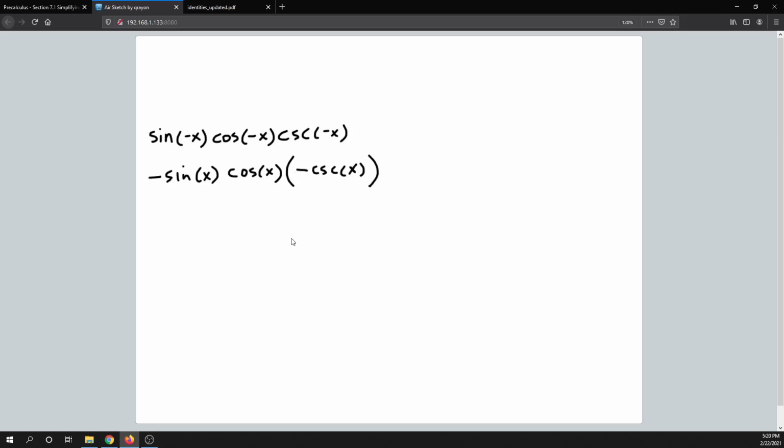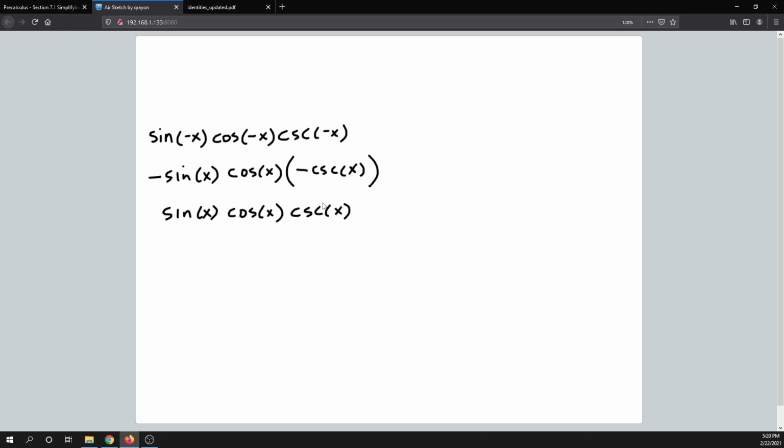All right. So next up, I can see that I have the opposite sign here, the negative sign here. That's kind of like a -1 and a -1 with those factors, and multiplying those two together would give me just a +1. So those two negative signs basically cancel each other out, is a way to think of it. And so I can rewrite this more simply as sine x times cosine x times the cosecant of x.